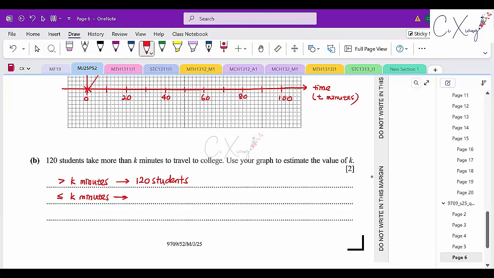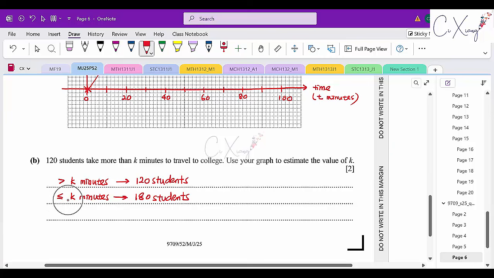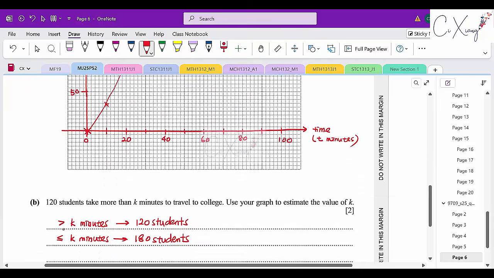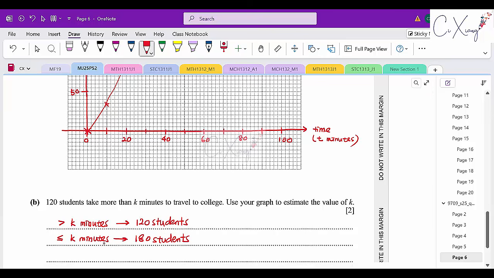So how many students travel to college take less than k minutes? So less than or equals to k minutes will be 180 students, right? So that means if you want to estimate the value of the k, you have to estimate from 180 students, but not the 120 students. It is because for our cumulative frequency curve that we draw, we always estimate the value that's smaller than. You can see that this is smaller than. Therefore, you cannot get the value for greater than k minutes. You have to estimate by using this one, smaller than k minutes, which is 180 students. So we have to estimate the 180 students to get the value of the k.